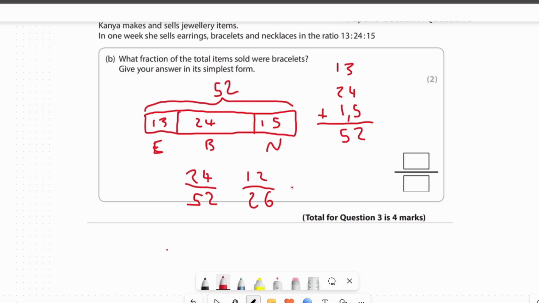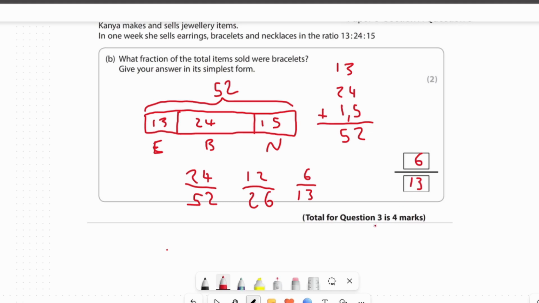So how many 2s are there in 12? It's 6. And then how many 2s are there in 26? It's 13. So it's going to be 6 over 13. And that is the answer to our question.